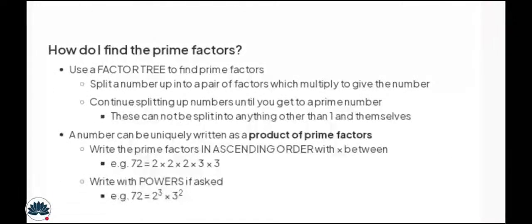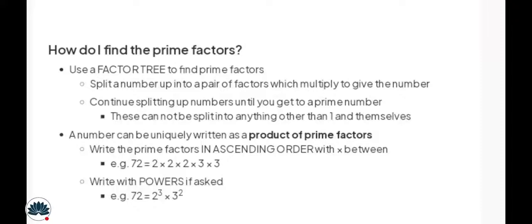How do I find the prime factors? Use a factor tree to find prime factors. Split a number up into a pair of factors which multiply to give the number. Continue splitting up numbers until you get to a prime number. These cannot be split into anything other than one and themselves. A number can be uniquely written as a product of prime factors: write the prime factors in ascending order with a multiplication sign between each number.